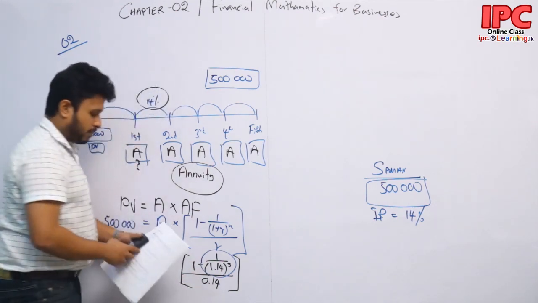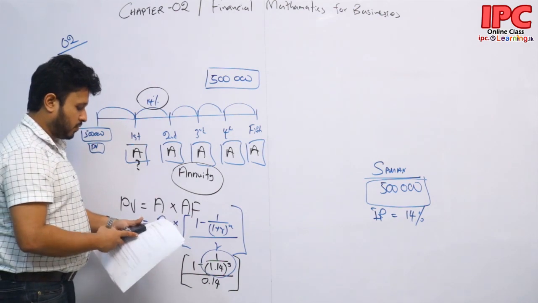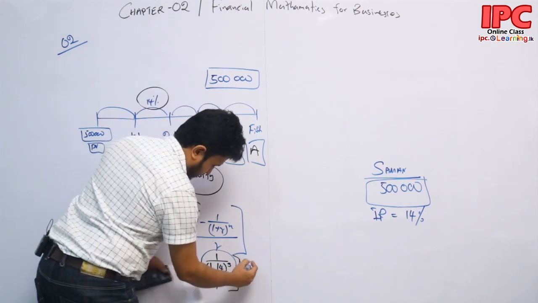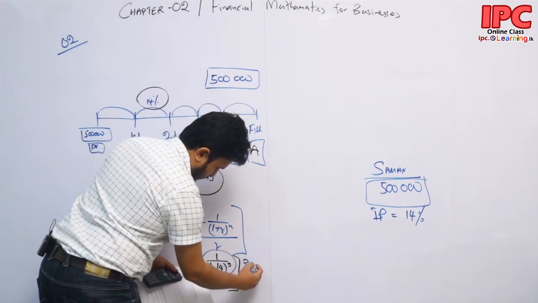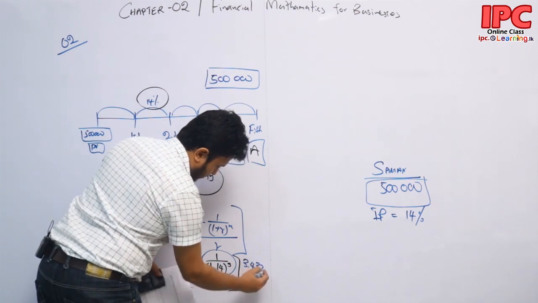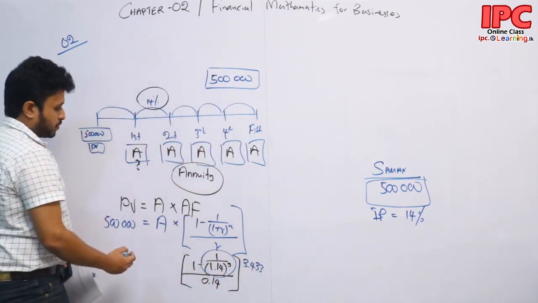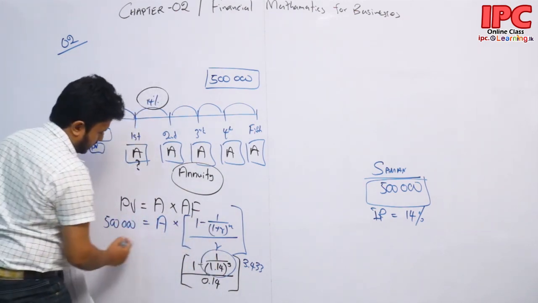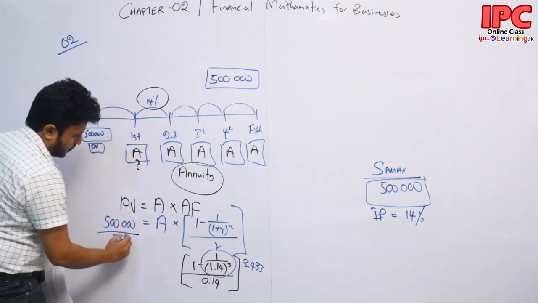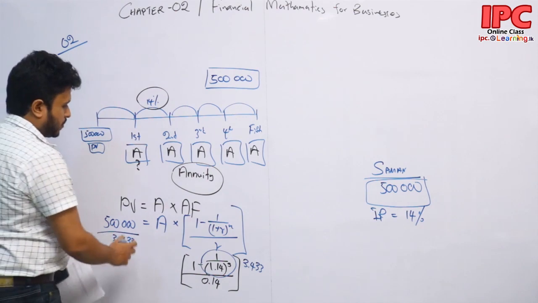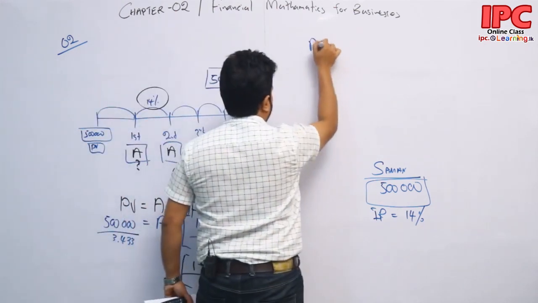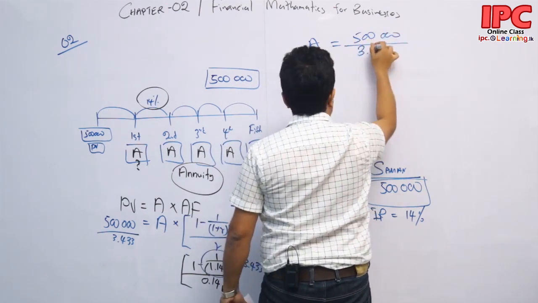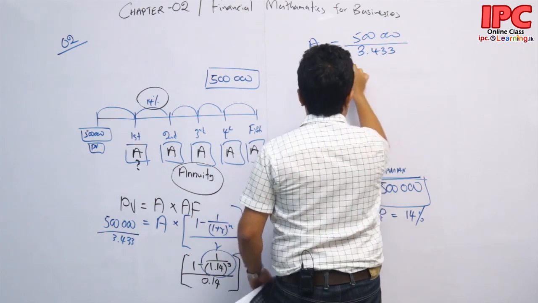Then you have to divide it by 0.14. So divided by 0.14, it is 3.433. So this 3.433, we take it here, right? 3.433. So we can directly identify A equals 500,000 divided by 3.433.